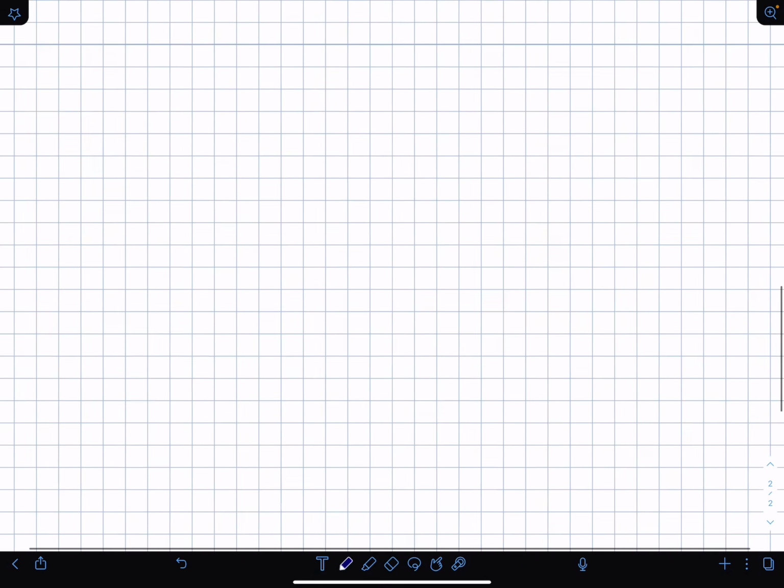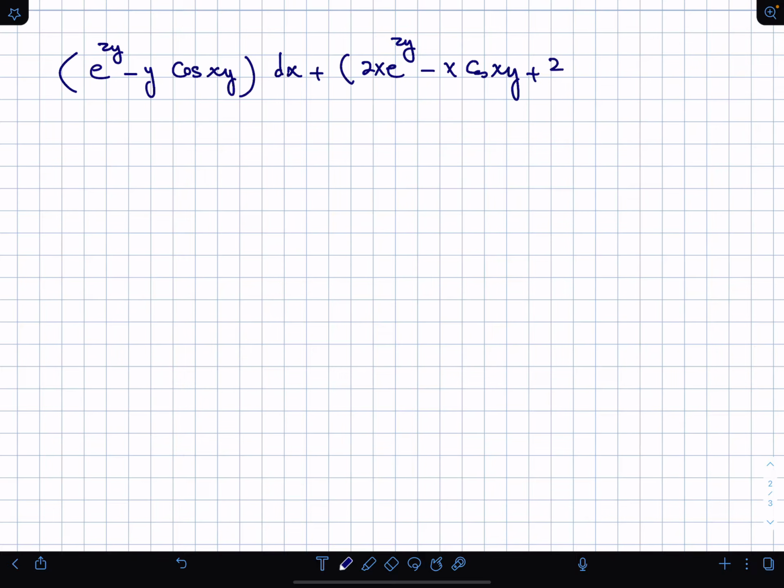I'm going to do one more example. Let's look at the second example, which is e to the 2y minus y cosine of xy dx plus 2x e to the 2y minus x cosine of xy plus 2y dy equal to 0. Now this is a bit more interesting, and it's probably going to be a bit more involved to find derivatives and integrals here, but the process still remains the same.